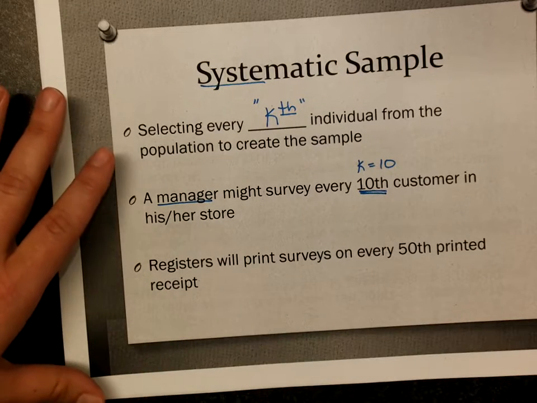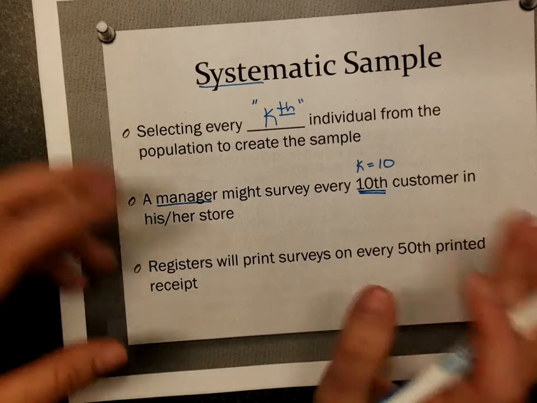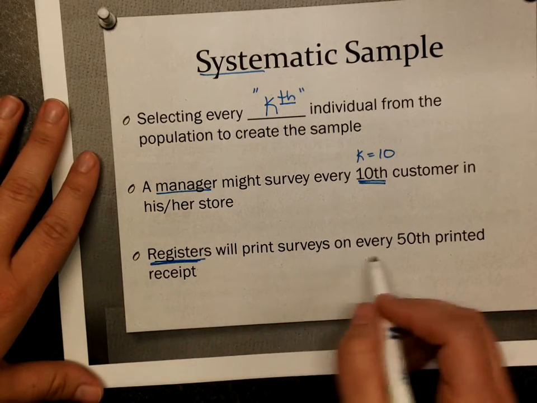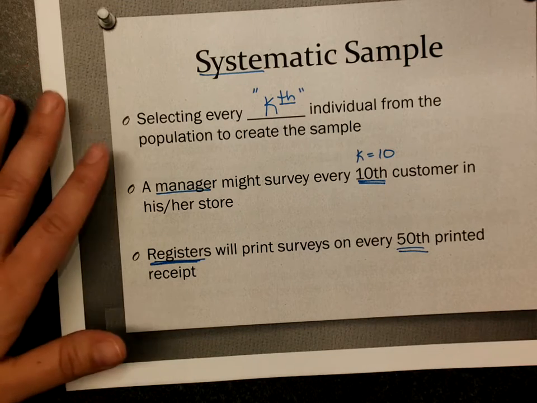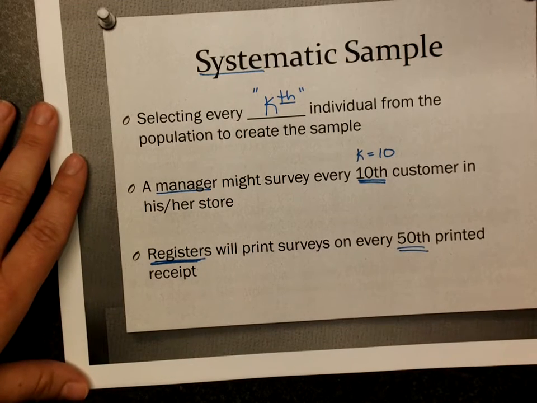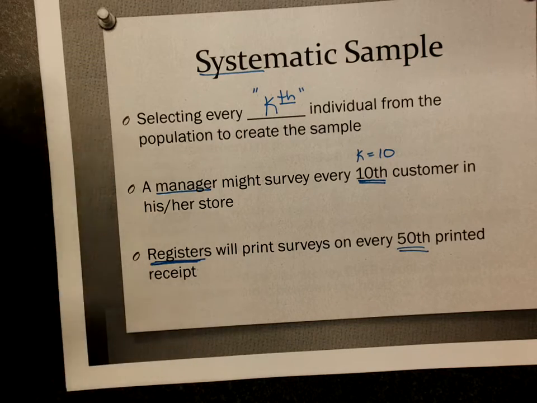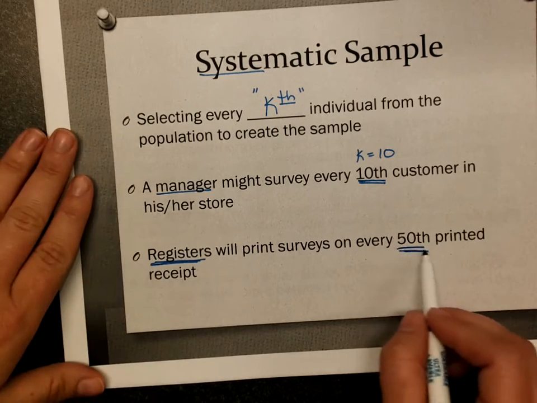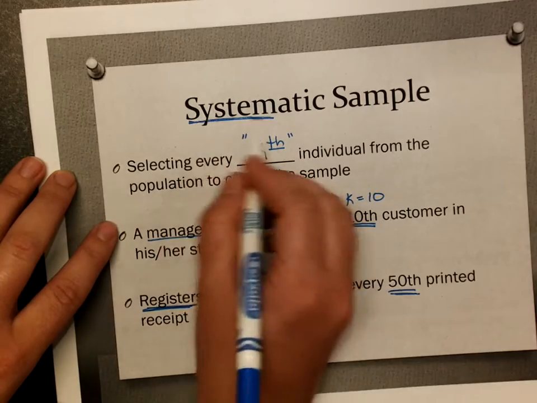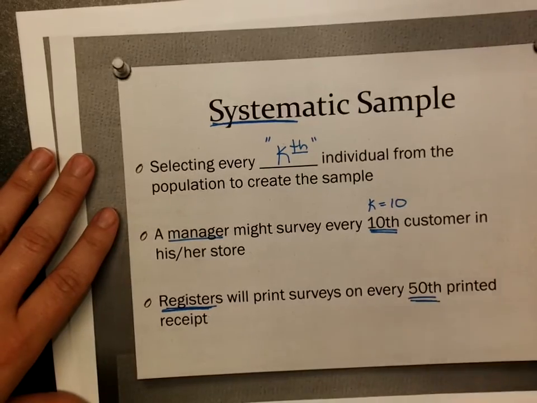The store manager kind of stands by the door and counts as customers come in, and they'll survey every 5th or 10th or 20th customer in the door. Registers also do this. Cash registers will automatically print surveys on every 50th receipt. Chick-fil-A does this. Kroger does this. Lots of different retail stores do this, and it's just that the system has been programmed so that every 50th printed receipt will get a survey on it. So it's called a systematic sample because it's a system. Every so often it prints the receipt or it asks for the survey.